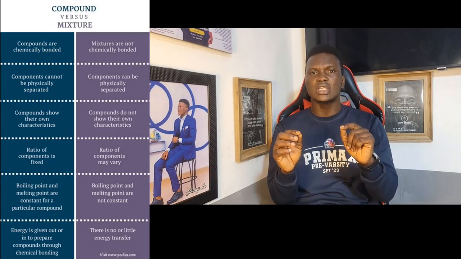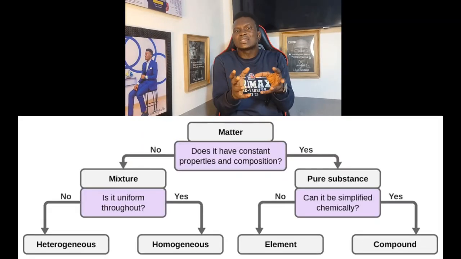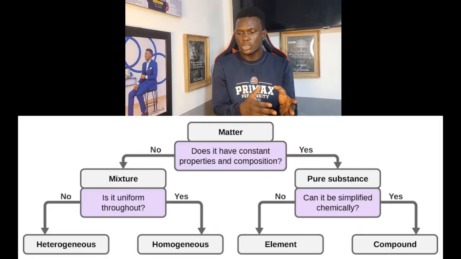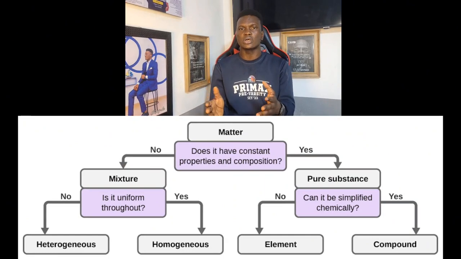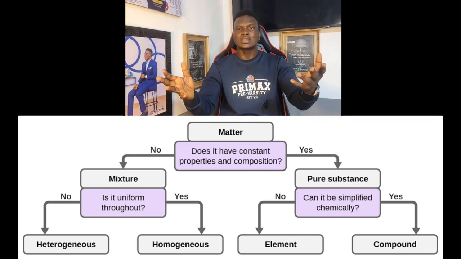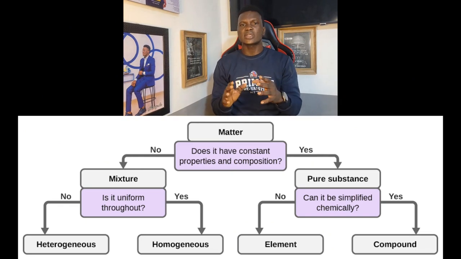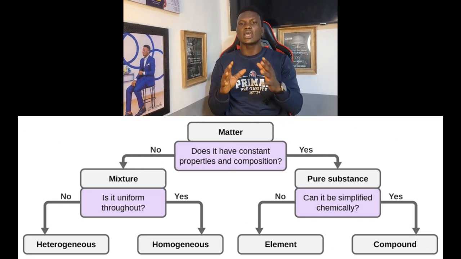Another thing you need to know is that mixtures vary in composition, but compounds have a constant composition. So mixtures vary in composition, but a compound has a constant composition. So that is that about compounds and mixtures. So don't forget that your mixtures can either be homogeneous or heterogeneous.